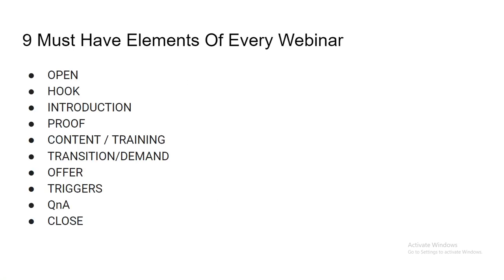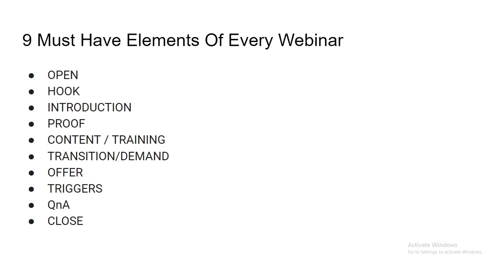First things, these are the 9 things every webinar must have. Actually, there are 10, but I usually consider them as 9. Your webinar must have an open, a hook, an introduction, a proof, a content slash training, a transition slash demand, offers, triggers, a Q&A, and it should close properly. So let's look at them one by one.